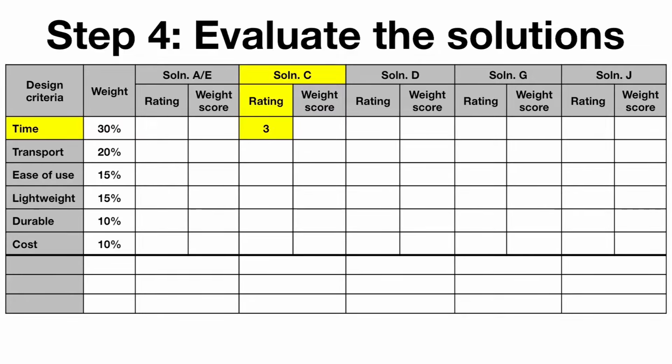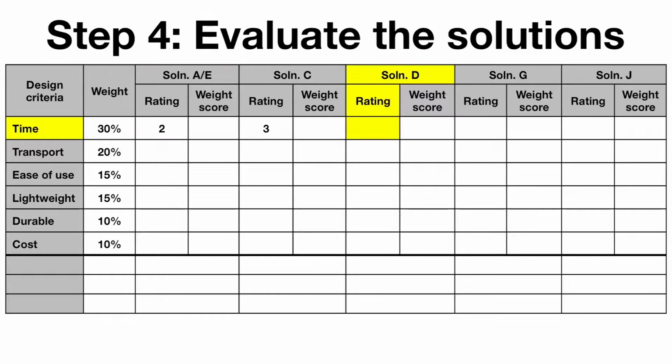Now, we'll move across the row, solution by solution, and assign a value of 1 to 5 based on the established ratings. Considering feeding time for solution AE, we predict that that will require 2 discrete movements: scooping the food onto the spoon and then pulling a string with the opposing arm to transfer the spoon to the mouth. Therefore, we think solution AE will be rated as a 2 for feeding time.